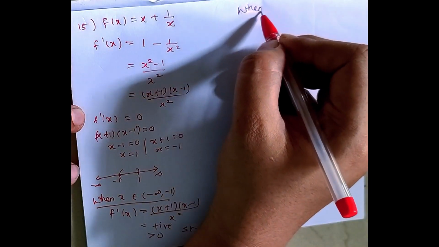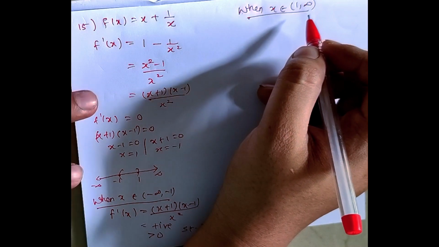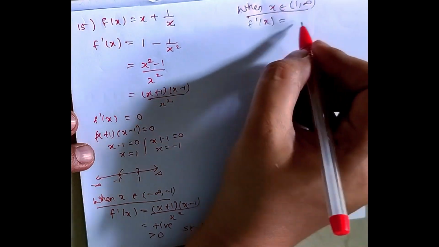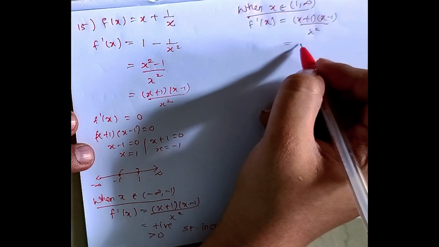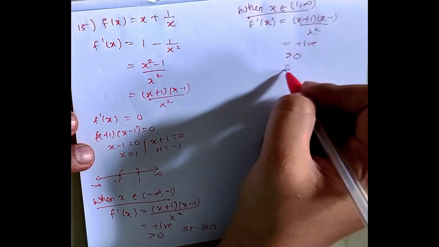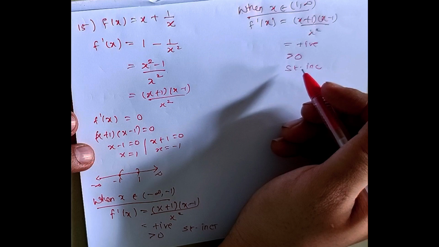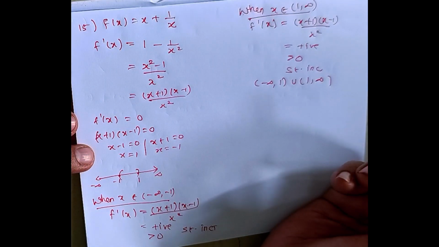And when x belongs to the interval 1 comma infinity, all the x values are greater than 1, that is positive values, so the numerator will be positive. And the denominator is always positive, so we get x plus 1 into x minus 1 by x square, positive by positive, it is positive, greater than 0, the function is strictly increasing. So the function is increasing on the interval minus infinity comma minus 1 union 1 comma infinity.